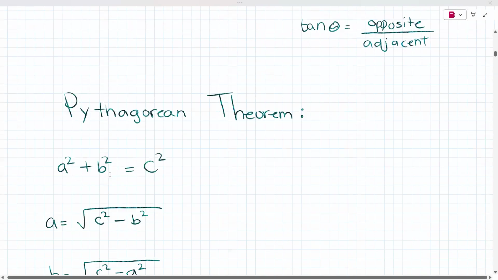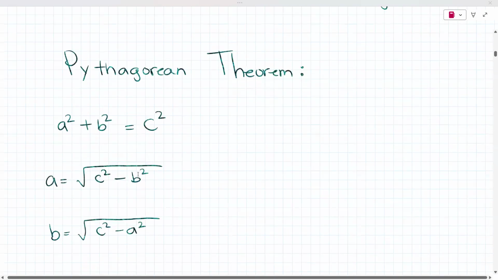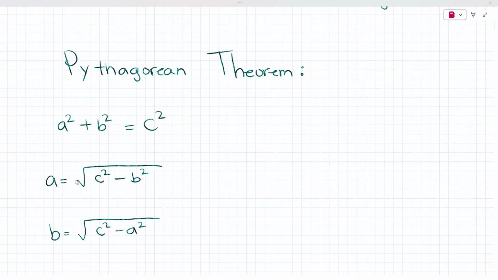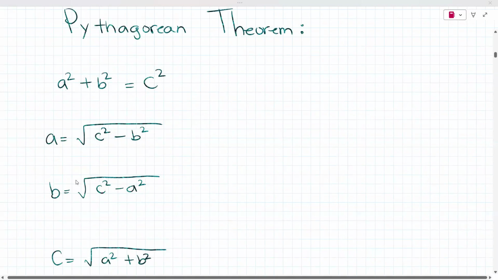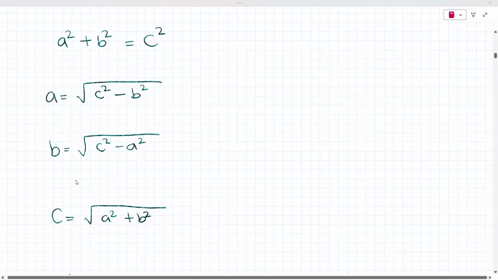The Pythagorean theorem is a squared plus b squared equals c squared. If you want to solve for just a, it's the square root of c squared minus b squared. If you want to solve for b, it's the square root of c squared minus a squared. If you want to solve for c, it's the square root of a squared plus b squared.